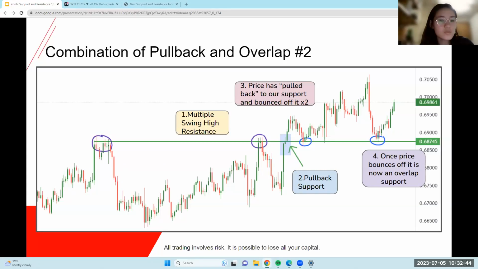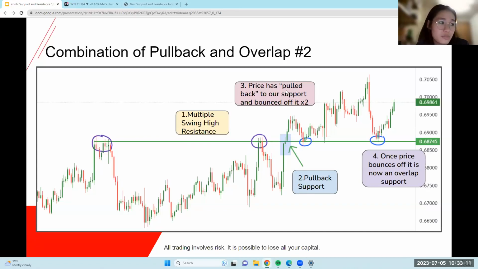In this example, we have two swing highs lining up, making it a multiple swing high resistance. Now here at point 2, price reversed off of the swing high resistance and then it retraced back and actually broke out of the resistance. Once it breaks out of it, it is a pullback support.